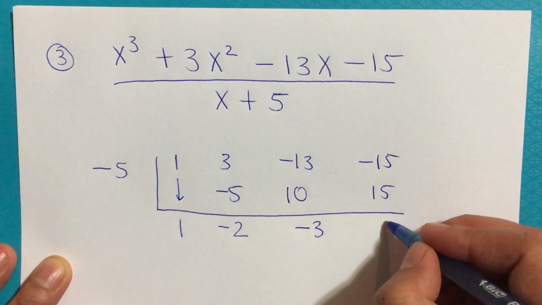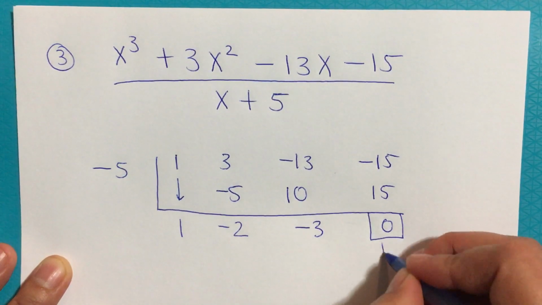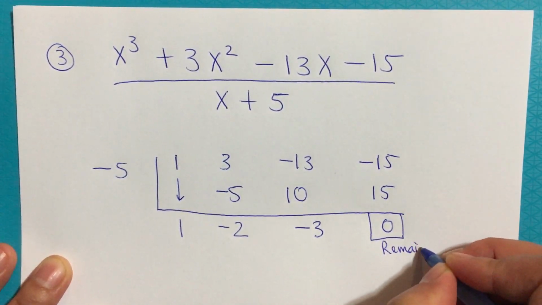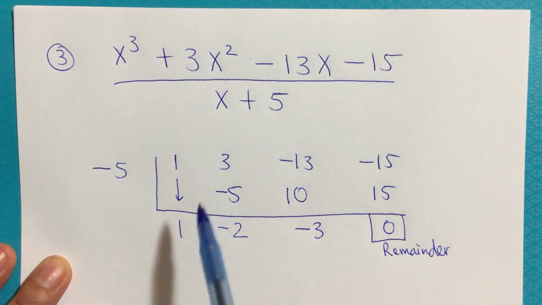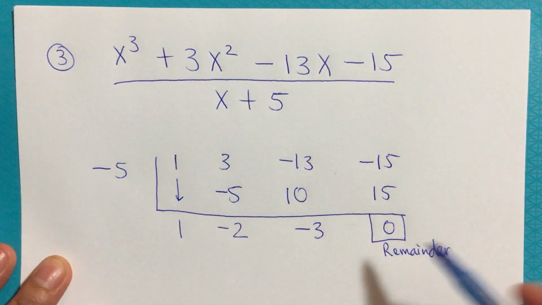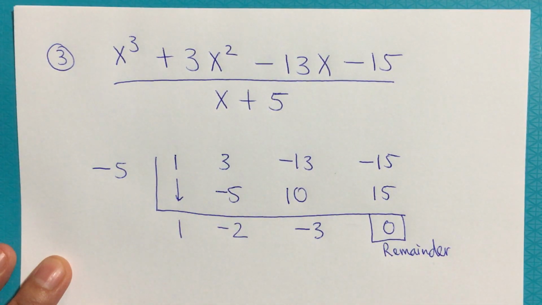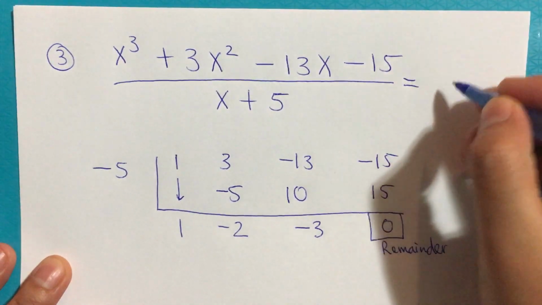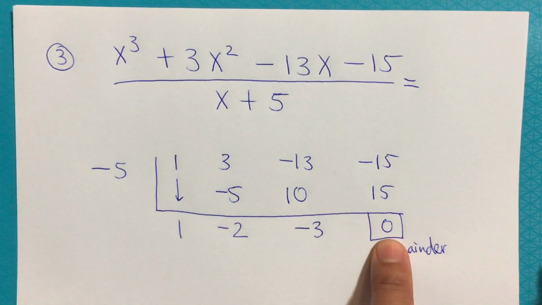We add them, and we get 0. This is the remainder. And what that means is that this and whatever we get will be 2 factors, okay? Because we have remainder 0.